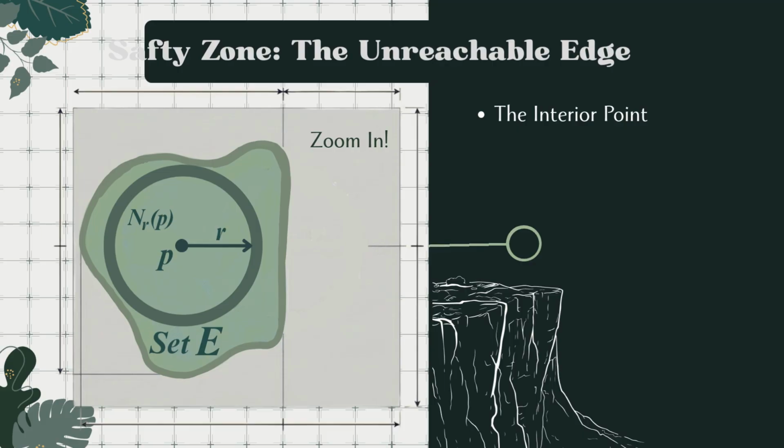Before we can define an open set, we need one more concept: the interior point. Notice that point P has a neighborhood that remains entirely inside the set. No part of the neighborhood crosses the boundary. I like to think of this as a safety zone. The point has room to move in every direction without leaving the set. Formally, a point is interior if some neighborhood around it is completely contained in the set.